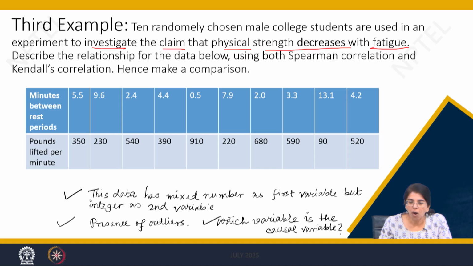Here also two variables are given: minutes between the resting period, and pounds lifted per minute. Clear? Now what are these observations? These observations are quantitative. In case we want to use Kendall's tau rank correlation to gauge the association between these two, then we have to convert these observations into ranks, right?